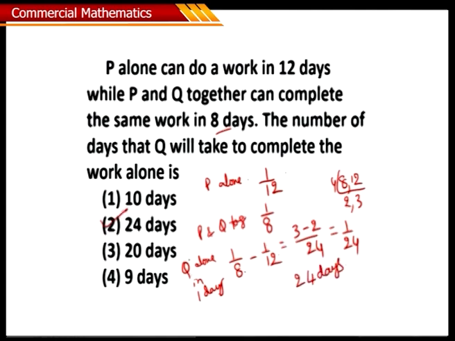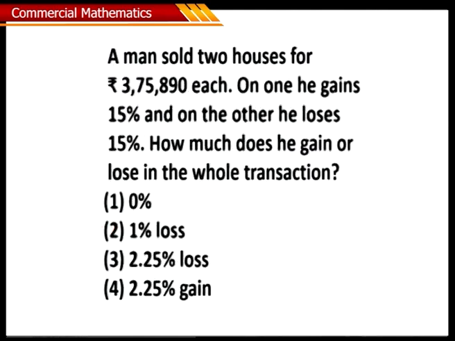Okay. Now here a man sold 2 houses for 3,75,890 rupees each. On one he gains 15% and on the other he loses 15%. How much does he gain or lose in the whole transaction?